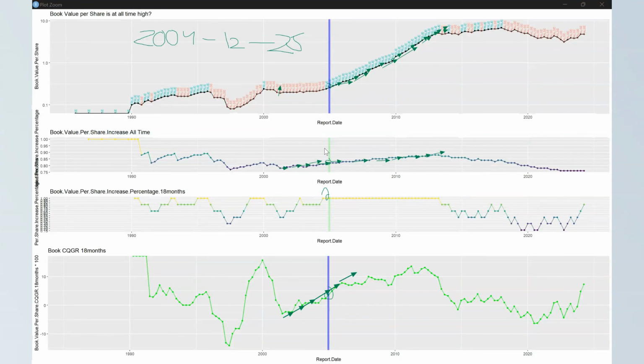Let's write some of the metrics down now. The all-time book value score was 0.83, so this is obviously 100%. And the quarterly growth rate over 18 months was 3.62. Next, we will use all of these metrics, including revenue, to filter and see if those metrics are statistically significant.